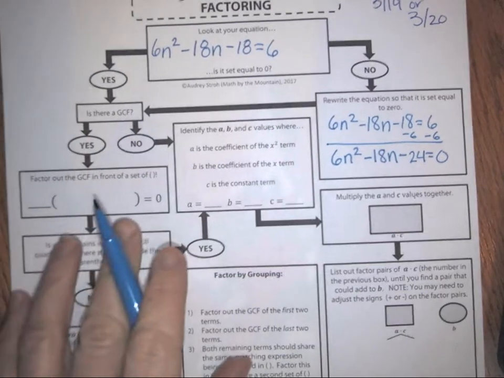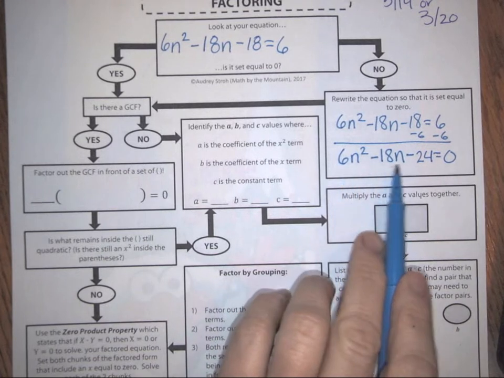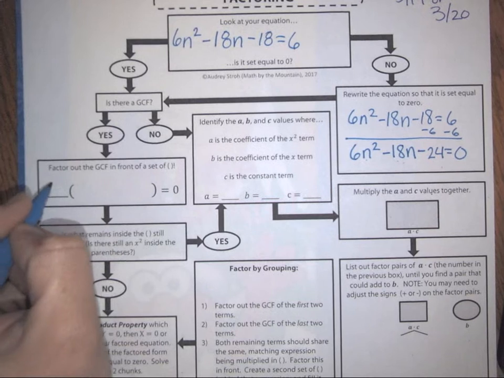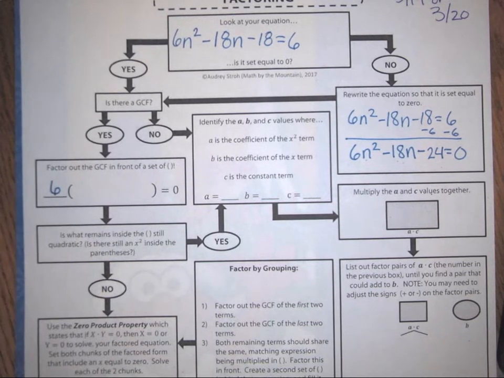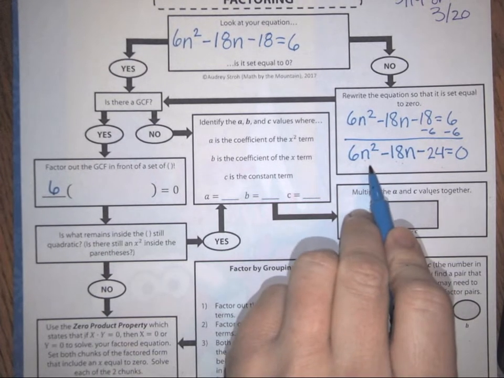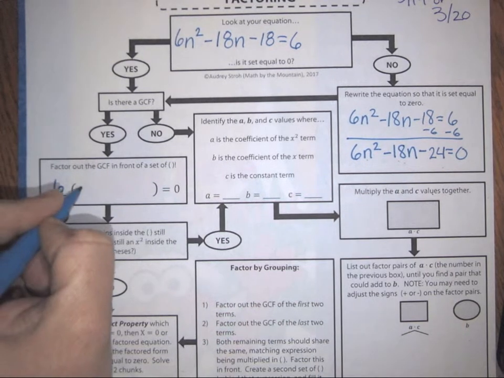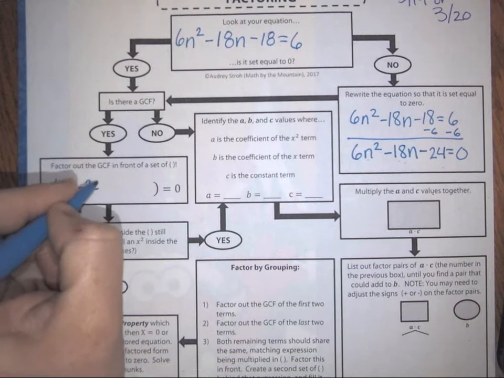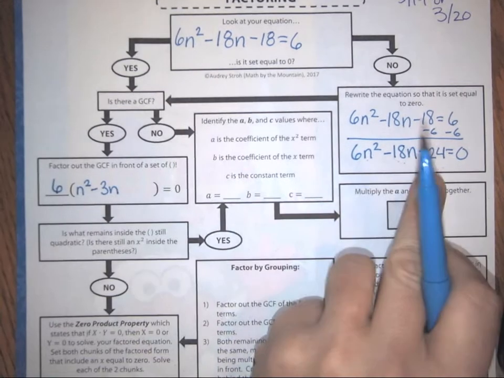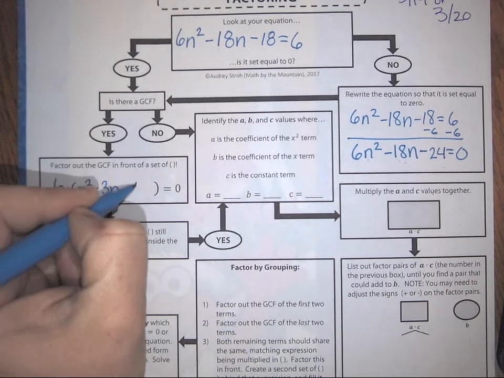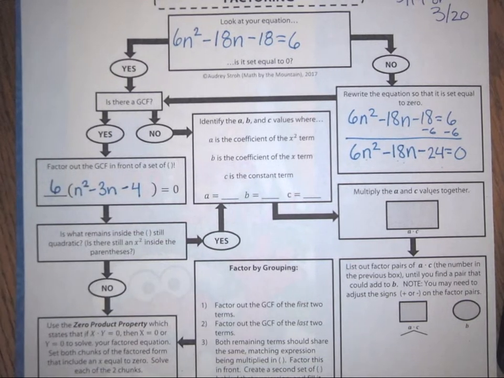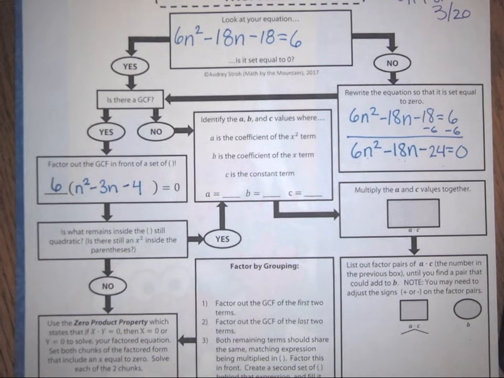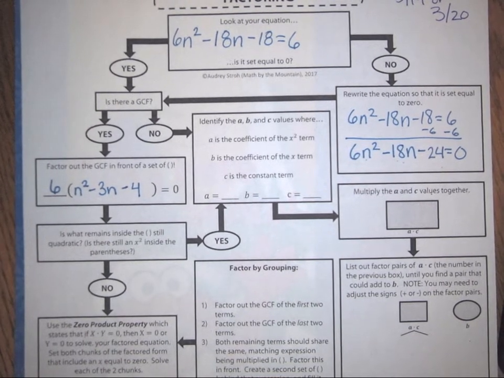Now, is there a GCF? And there is. If I look at each term, they each have a factor of 6. So I can take out that factor of 6. If I do that, 6n squared becomes n squared. Negative 18n will become a negative 3n. And then negative 24 becomes a minus 4. So I've taken that out. Now, is it still quadratic? Yes, it is for this one.